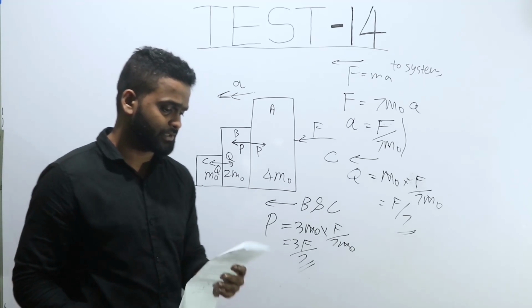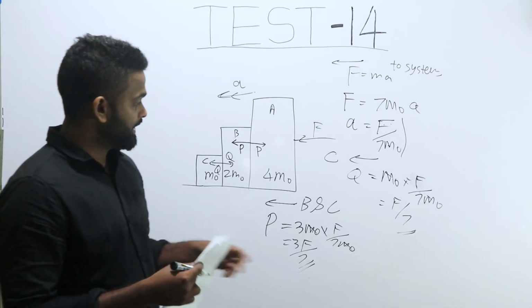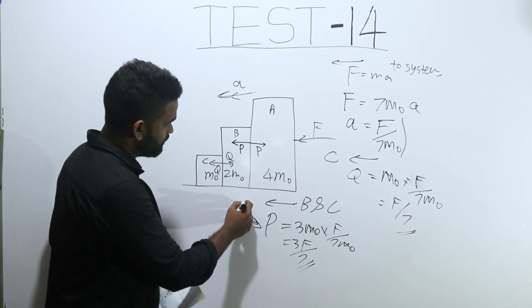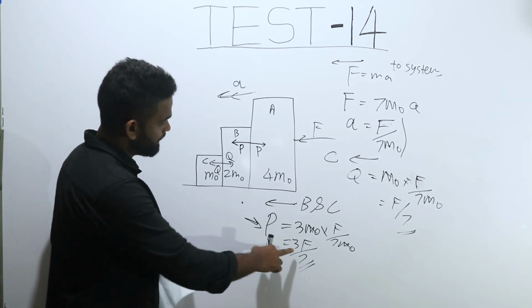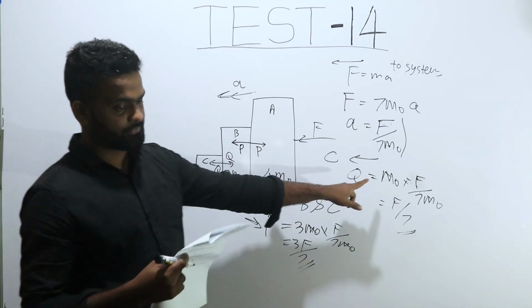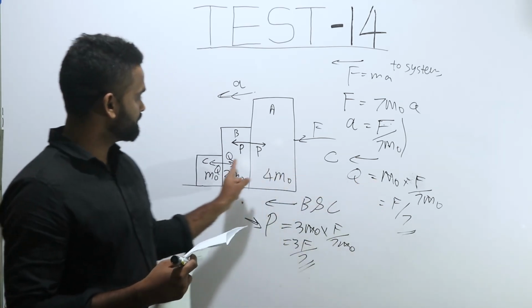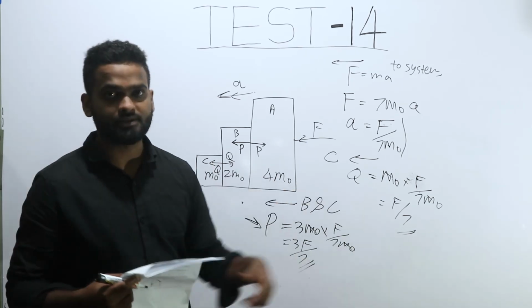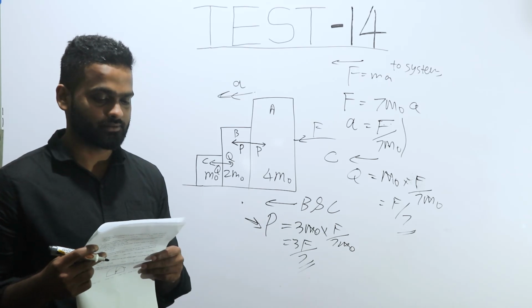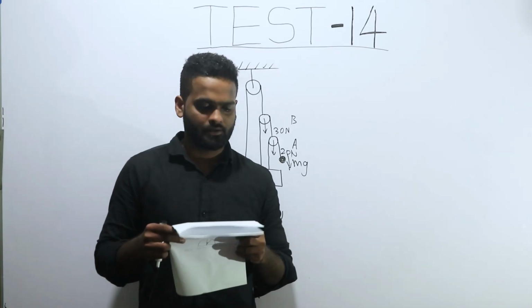So the forces are: by A on B, that is 3F over 7, and by B on C is F over 7. So the answer is the third option for the fourth question.